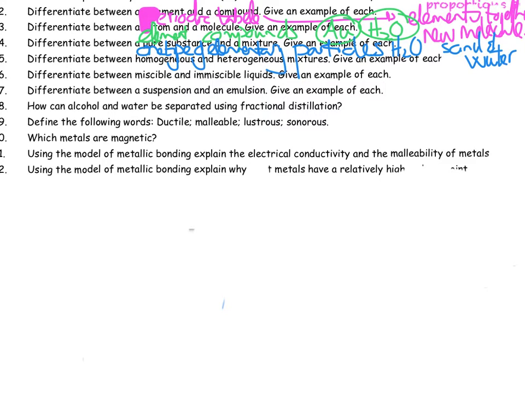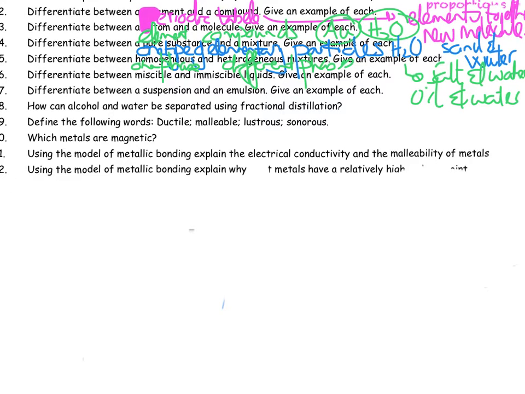Differentiate between homogeneous and heterogeneous mixtures and give an example of each of those. Homogeneous, all in one phase. Heterogeneous, different phases. An example of a homogeneous mixture would be, let's say, salt in water. You can't see the difference. Whilst sand and water or oil and water would be heterogeneous.